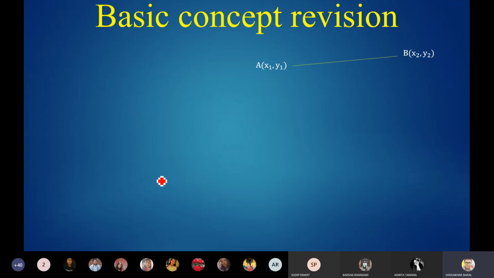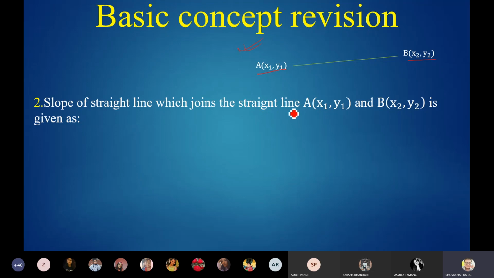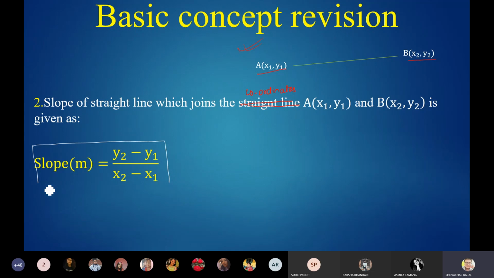Okay, these are the two points, the two coordinates. The first coordinate is A (x1, y1) and the second coordinate is B (x2, y2). We will use this formula extremely often; there will be a plethora of questions where you will use this formula. The slope of the straight line which joins the coordinates A (x1, y1) and B (x2, y2) is given as m equals (y2 minus y1) by (x2 minus x1). Please write this formula also.